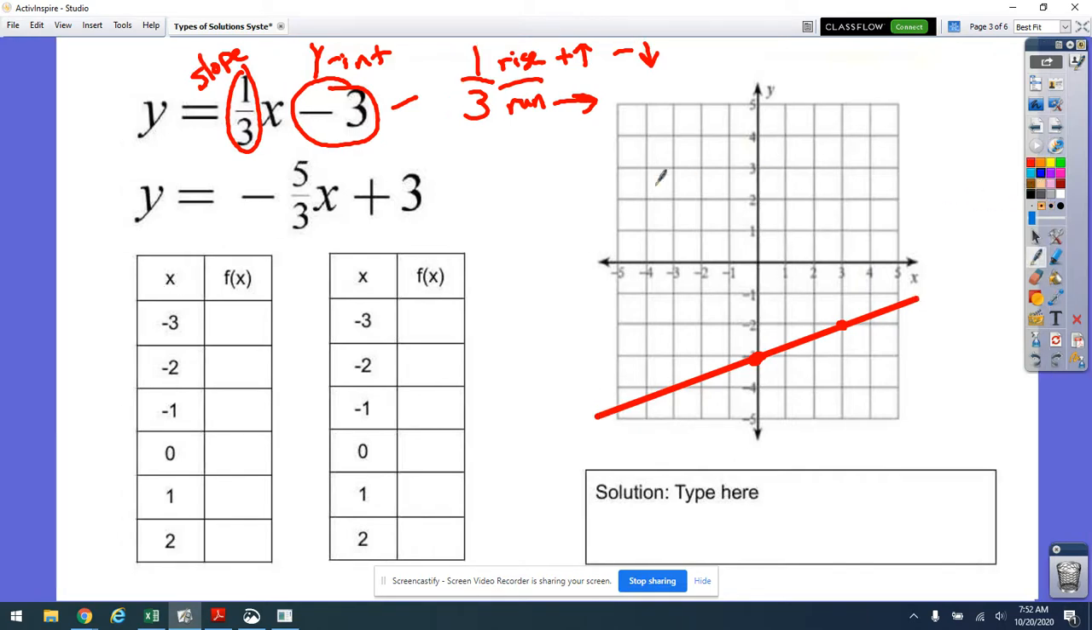So let's do it again with the blue one. I'm going to use this in blue. I'm going to look at my y-intercept. I see my y is all by itself. When I say by itself, there's no other numbers. There's nothing else.